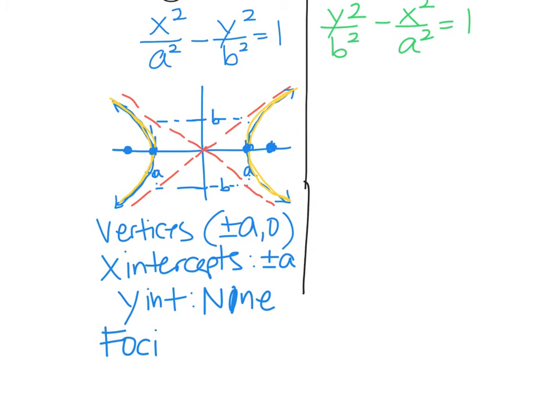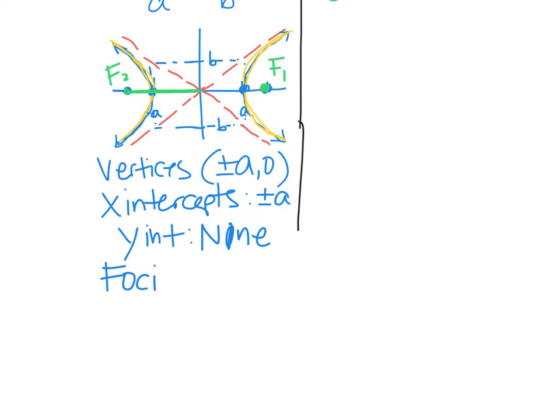Okay? I'm going to draw them in green. This right here, foci 1, foci 2. And this distance from the center, that distance there is C. So the foci would be at plus or minus C, 0. Okay?